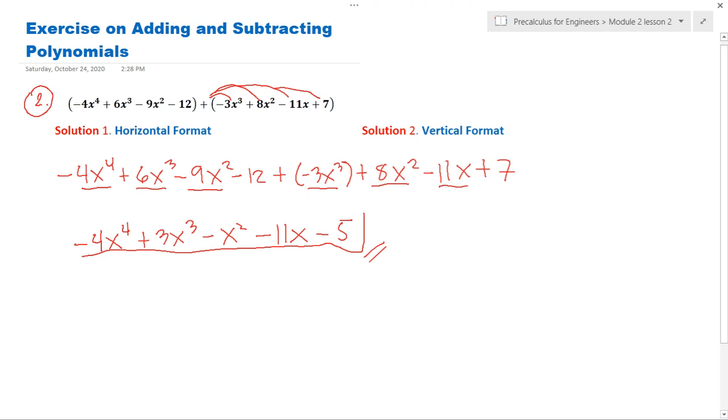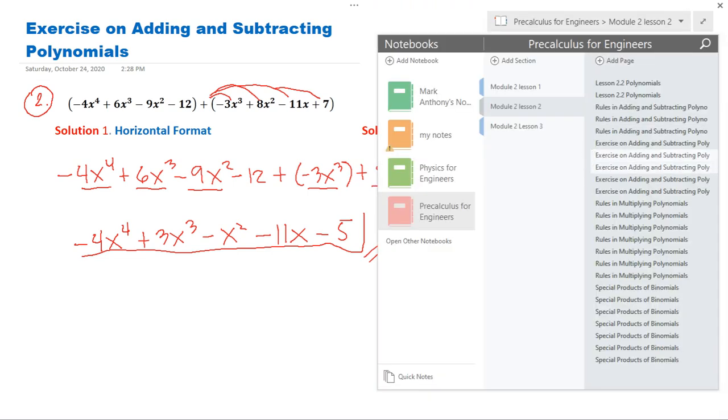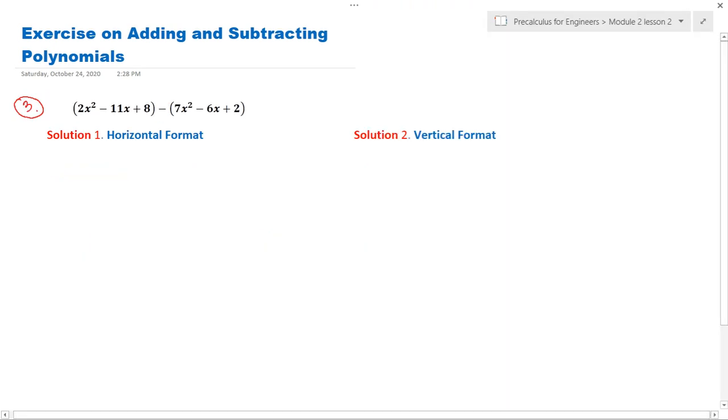So let's jump to example number 3. This time, hindi na tayo mag-add, magsa-subtract na tayo. In subtraction, I will show you na lang yung horizontal format rather than the vertical format. And then just prove na lang na magso-solve ka in a vertical format. So just prove whether both answers are the same.